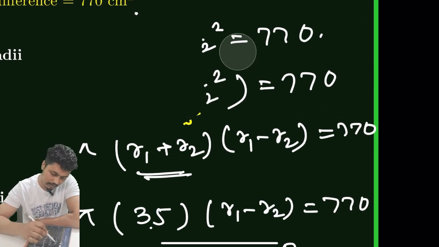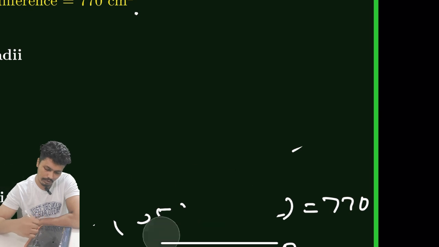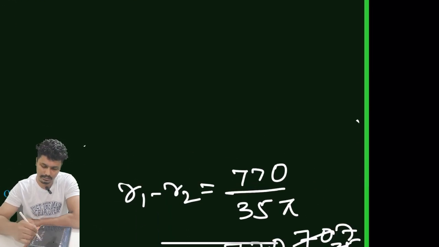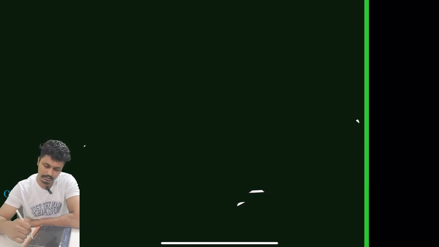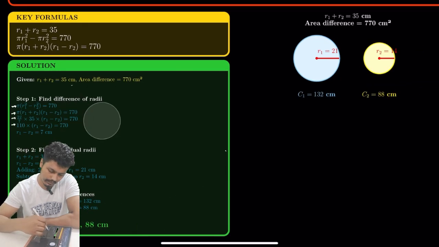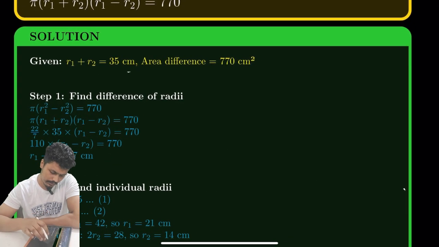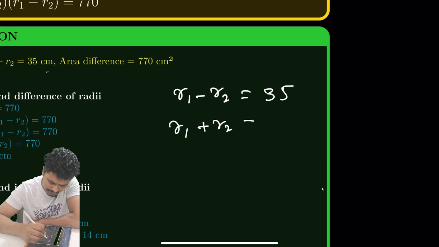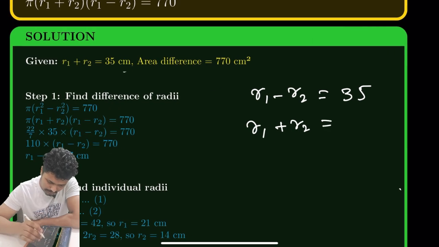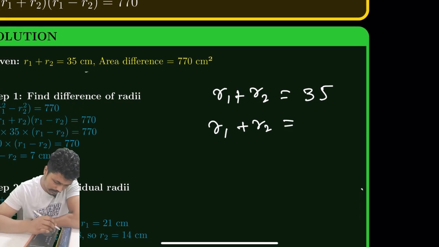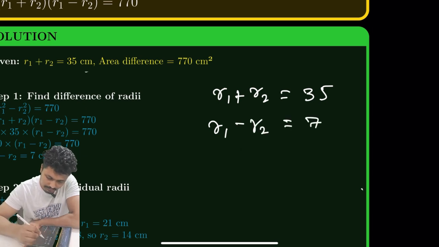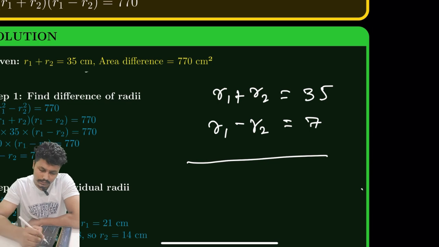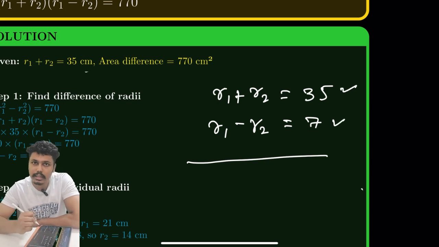I hope you know how to solve two equations. If you don't, look carefully, then you'll understand. I'll make you understand. So r1 plus r2 is 35, and r1 minus r2 is equal to 7. These two are the equations. This one is given, and this one we have found out using area.